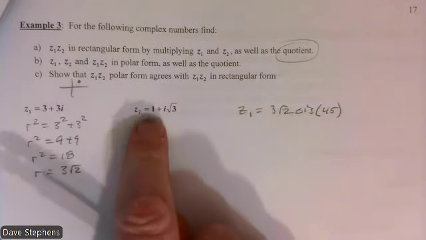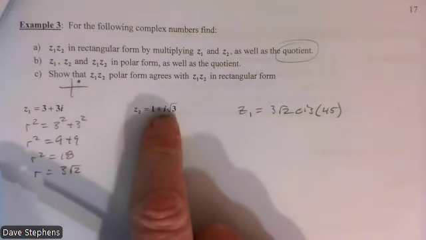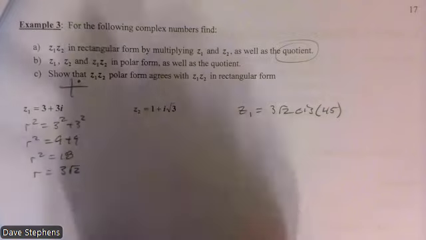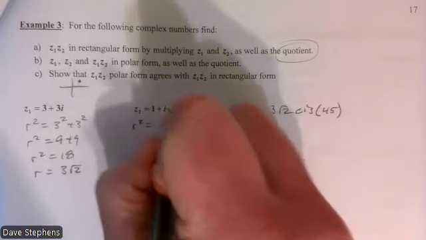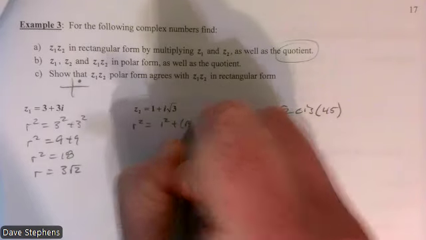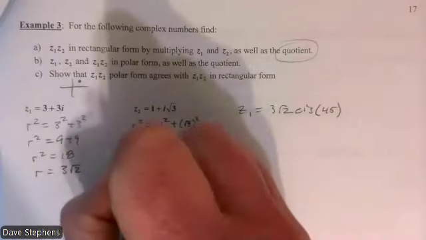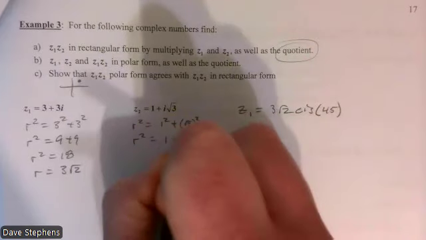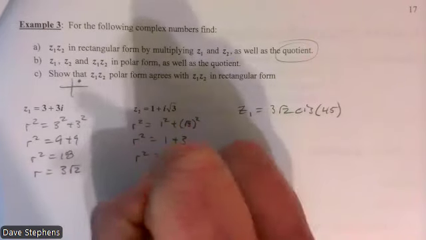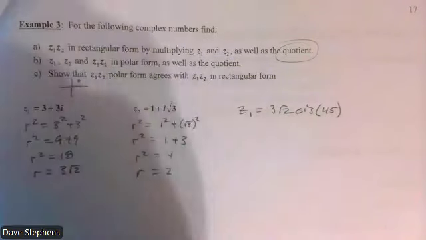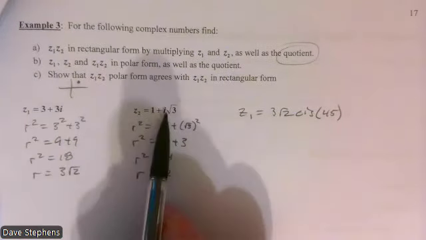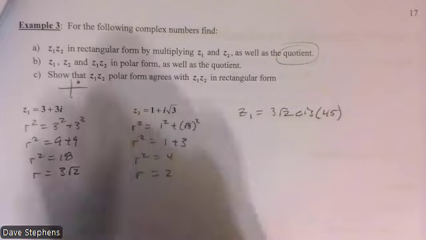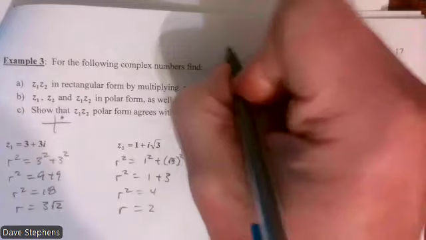All right. And now we have this 1 plus i root 3. Here we go. R squared is 1 squared plus root 3 squared. So r squared is equal to 1 plus 3. R squared is equal to 4. R is equal to 2. And now we got to go figure out tangent inverse of root 3 over 1. I can do this without using a calculator.